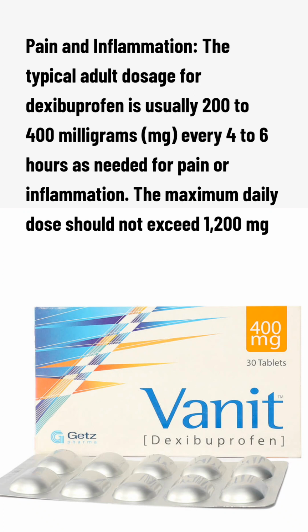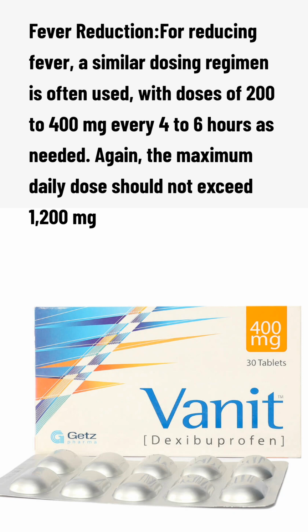Pain and inflammation. The typical adult dosage for dexibuprofen is usually 200 to 400 milligrams (mg) every 4 to 6 hours as needed for pain or inflammation. The maximum daily dose should not exceed 1,000 to 1,200 milligrams. Fever reduction. For reducing fever, a similar dosing regimen is often used, with doses of 200 to 400 milligrams every 4 to 6 hours as needed. Again, the maximum daily dose should not exceed 1,000 to 1,200 milligrams.